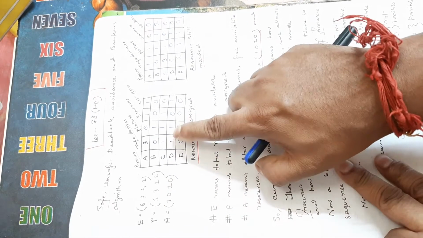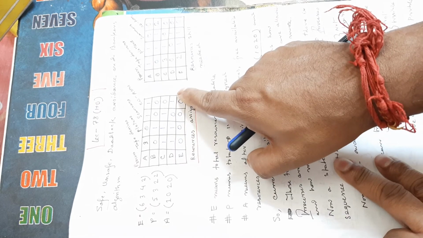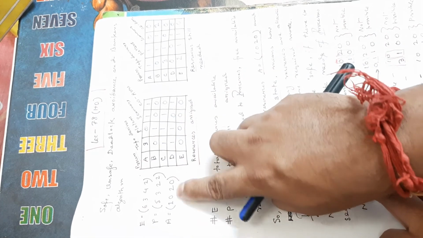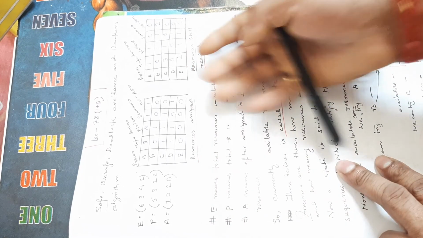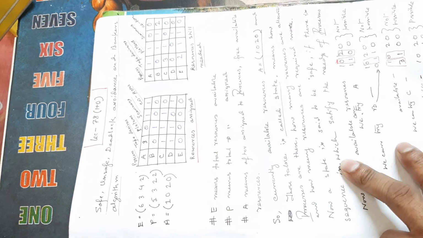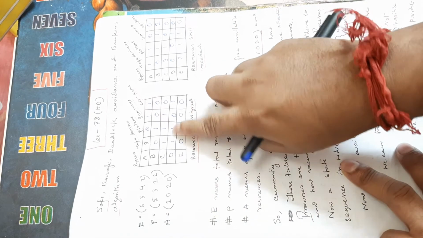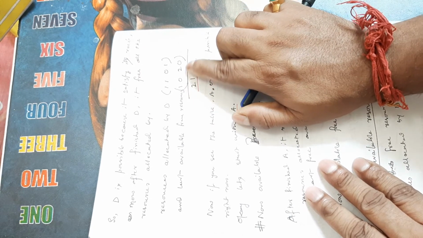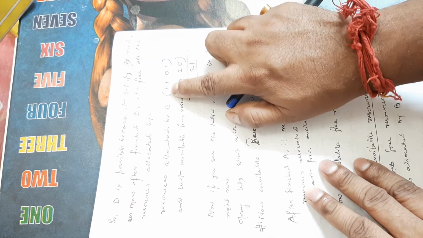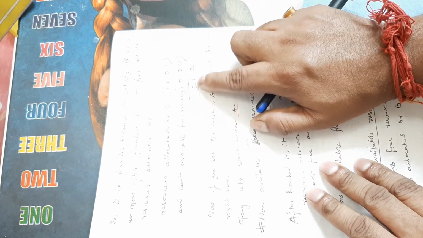So 1101 resource will be added to this availability, because this is the availability when no process has finished. Now after D is finished, D releases 1101. So now we have 1020 availability and D releases 1101, so it is 2121.